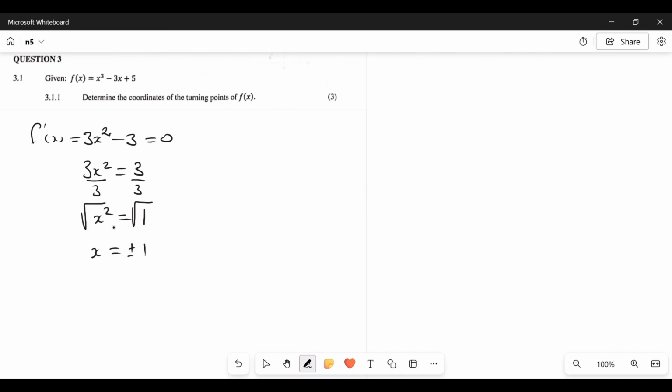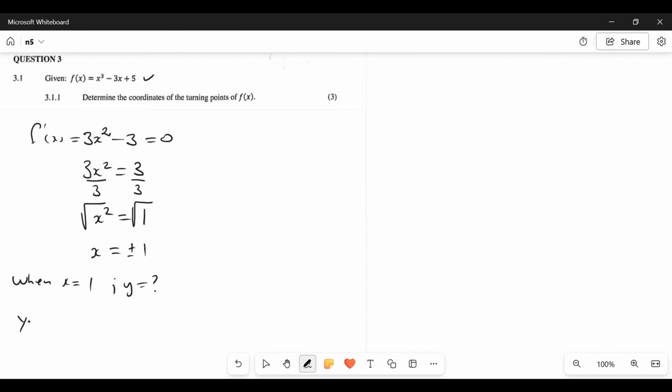There we go. So this is the x coordinate of the turning point. One is positive and the other one is negative. So we need to find the y coordinate of the turning point. You can say when x is equal to positive 1, what is your y? So you need to find y there. It's very, very simple, guys. All you have to do is substitute this x value, which is equal to 1, into the original equation.